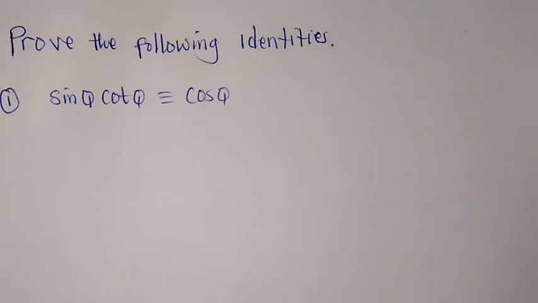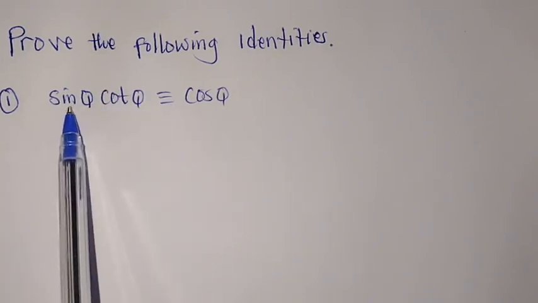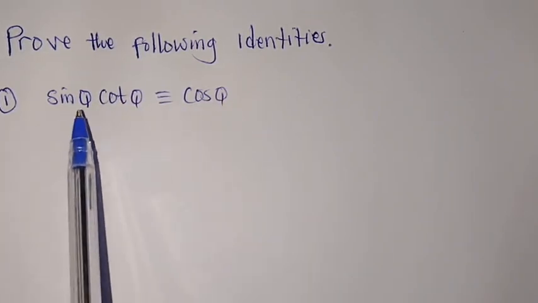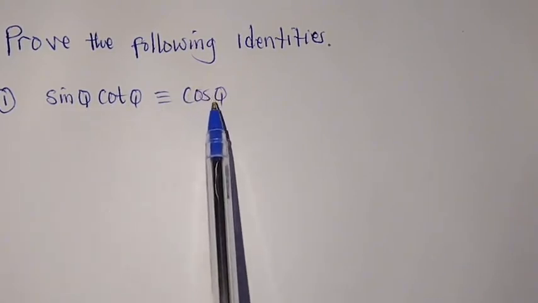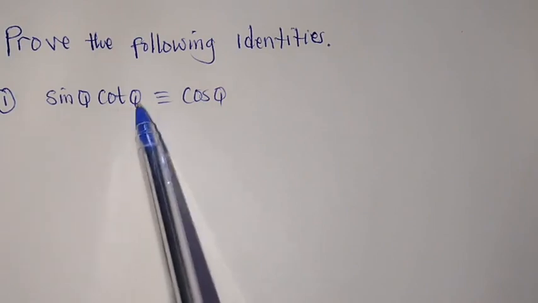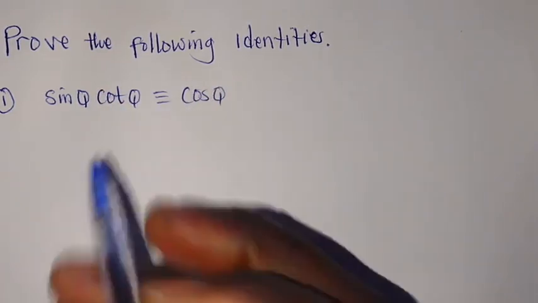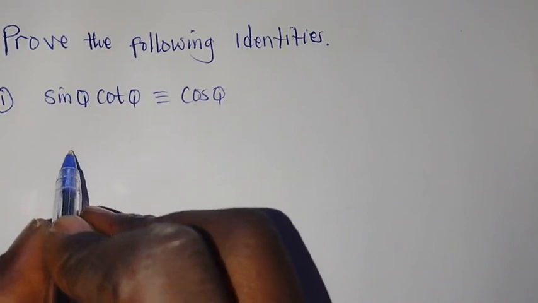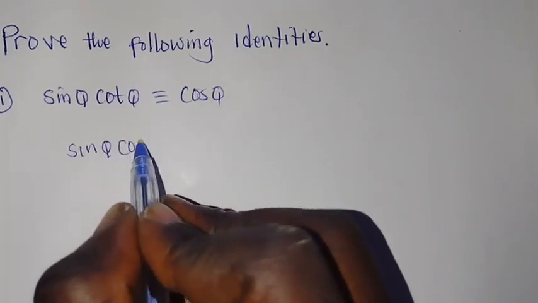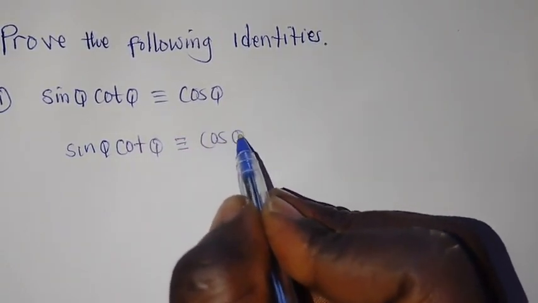So in order for us to prove this identity, we need to inspect our equation. On the left hand side we have sin theta cot theta, on the right hand side we have cos theta. So you can either use the left hand side or the right hand side to prove one another. In this case, it's easier to use the left hand side to prove the right hand side. So we are going to say sin theta, then we have cot theta, is equal to cos theta.